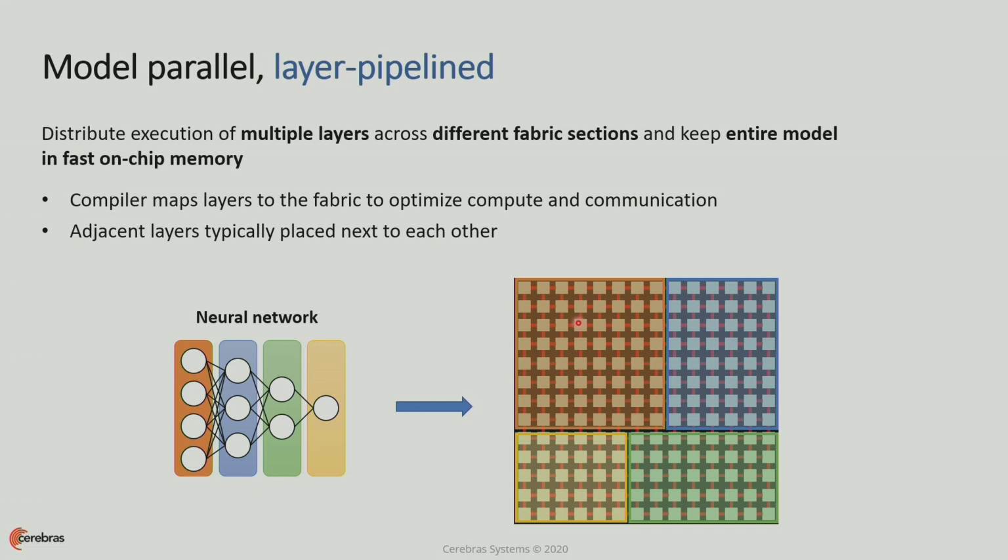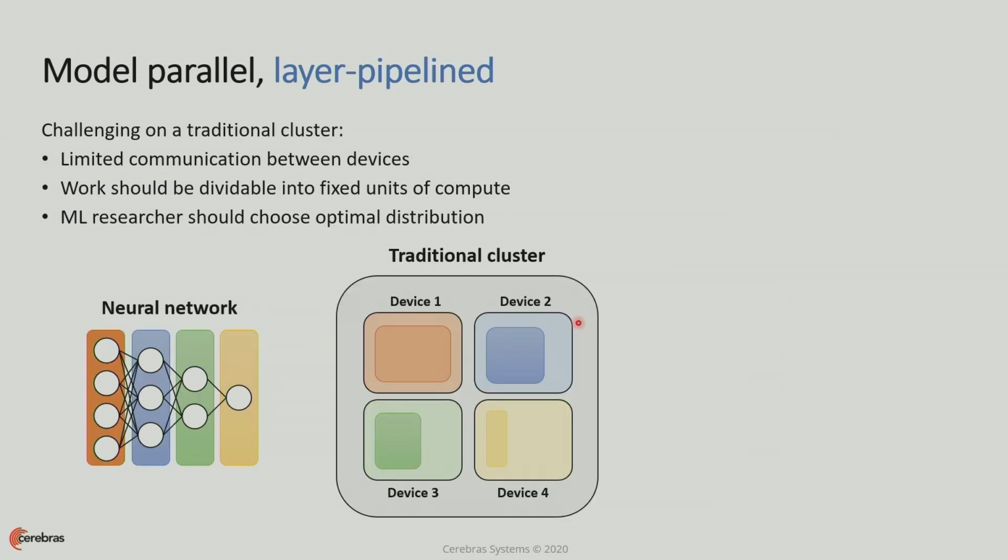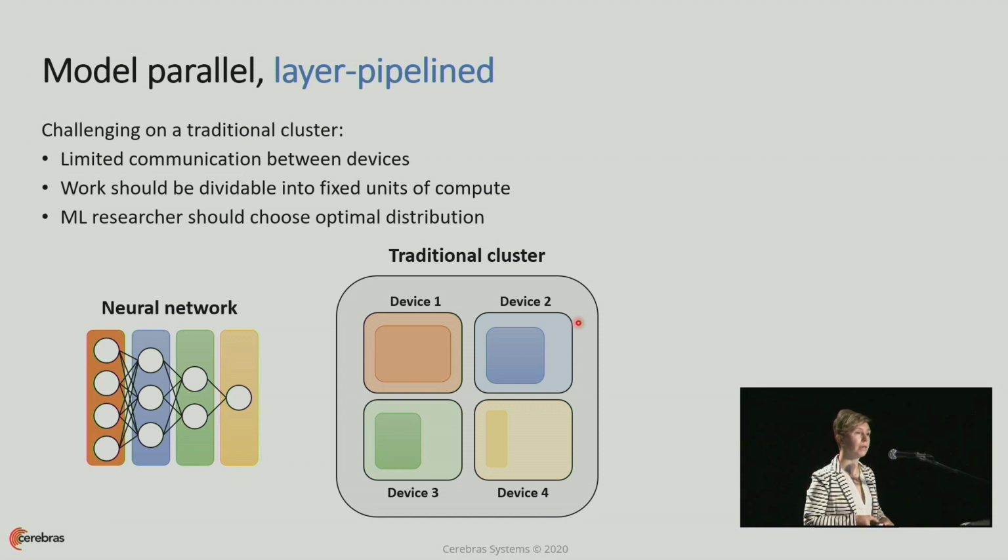And this layer pipeline execution is really good, again, because you keep all the model on chip. All the downsides for layer pipeline execution mentioned by Paulius before are mostly because of their extreme communication demands. But because that doesn't matter for us, we have enough communication bandwidth on the chip, we can sufficiently leverage that method of parallelism. Yes, layer pipeline execution can be used in the standard clusters as well, but it is challenging because you have limited communication between devices, and essentially you have to shoehorn your layers into a fixed amount of compute.